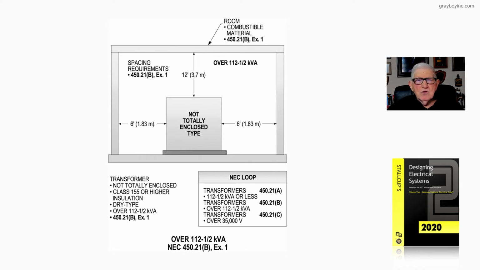20-21 is that this transformer you see in the illustration is not totally enclosed, with or without ventilating openings. So if you're in a combustible material type room, you need 6 foot horizontally, as you see, from the edge of the transformer to the combustible material. Vertically, you need 12 foot. And this is a transformer rated over 112.5 kVA, and the spacing requirements have to line up with 450.21(b) as in boy, exception number 1.